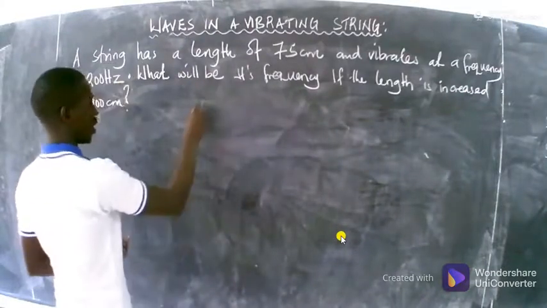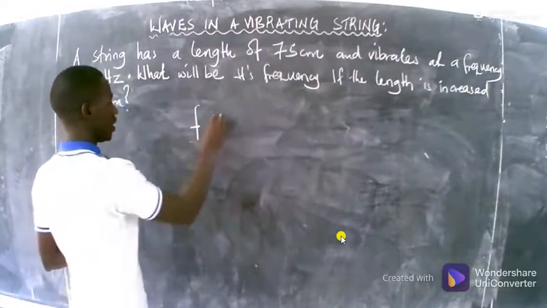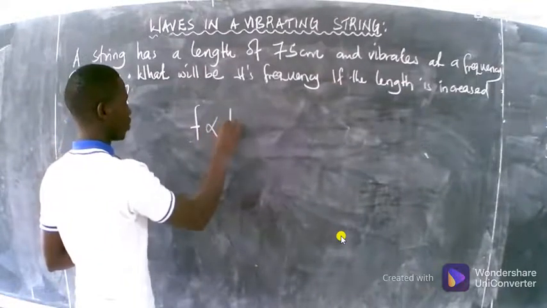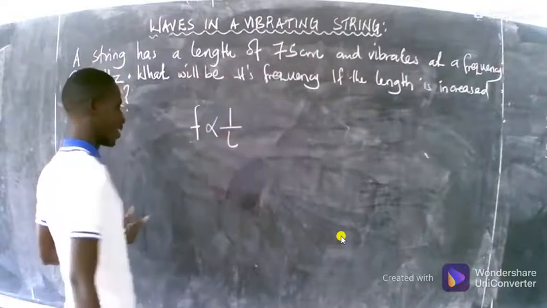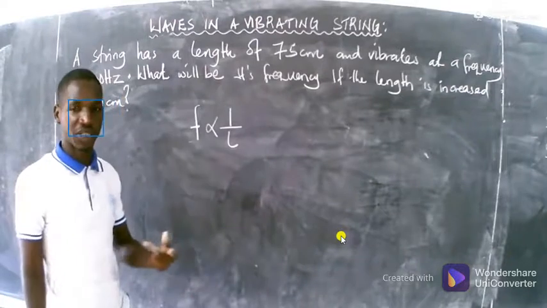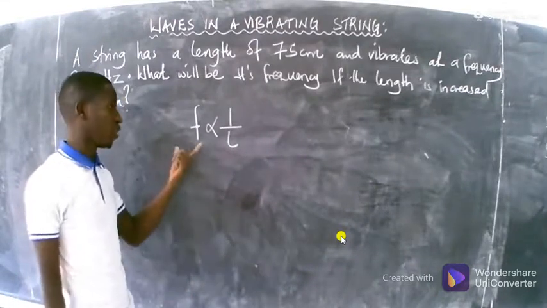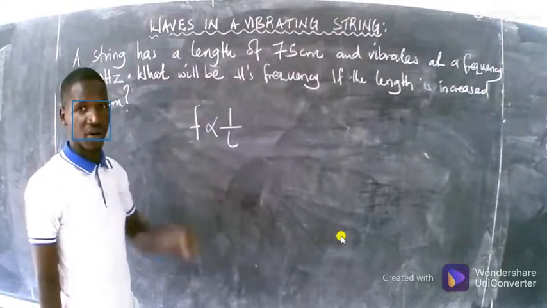We say F, which is the frequency of a vibrating string, is inversely proportional to the length L. This is the mathematical expression. We're saying that the frequency of a vibrating string is inversely proportional to the length. So we say F is proportional to 1 over L.